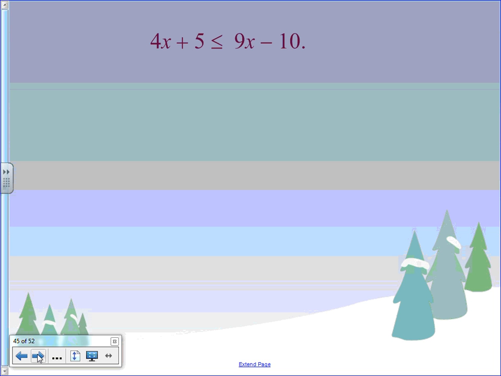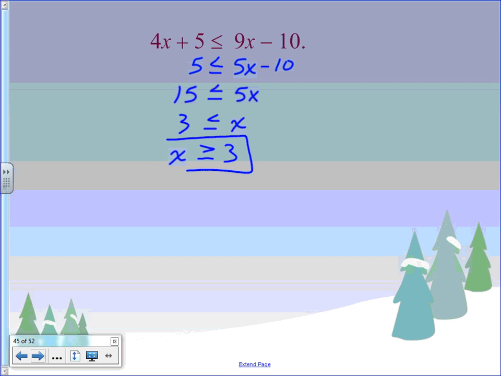In this case, I would want to start by subtracting 4x. So I have 5 is less than or equal to 5x minus 10. Now we will add 10. 15 is less than or equal to 5x. And divide by 5. 3 is less than or equal to x. And now may I ask you, please, always turn your inequality so that x is first. So x would be greater than or equal to 3. You should be able very easily to flip that around. You've done these enough. Okay?